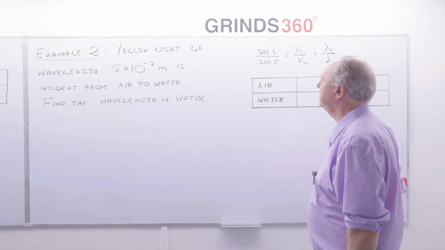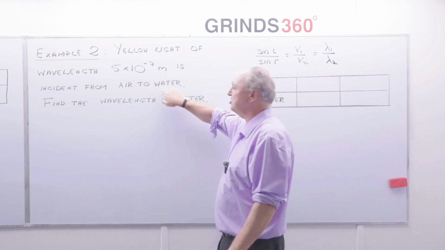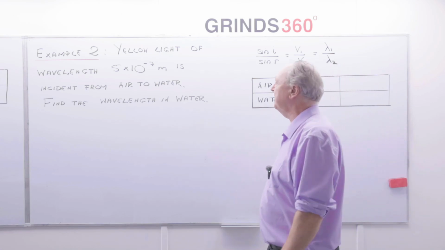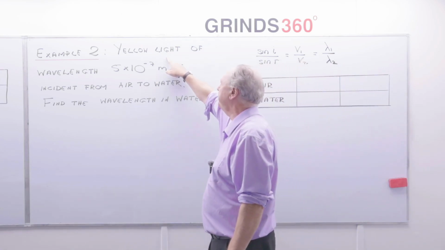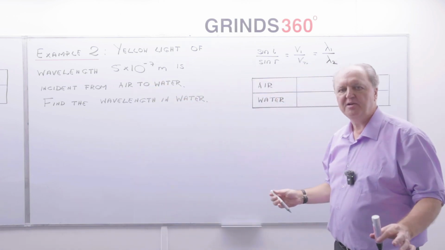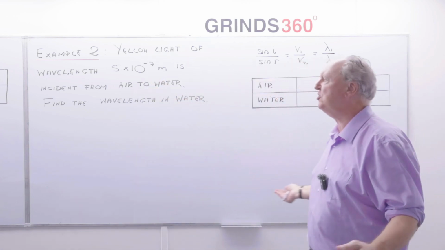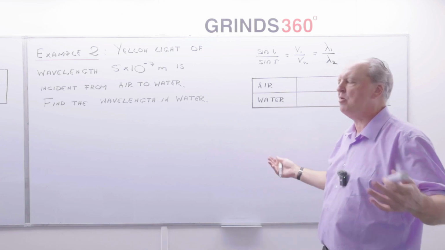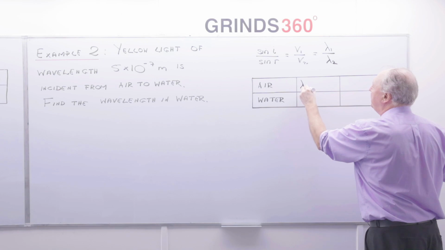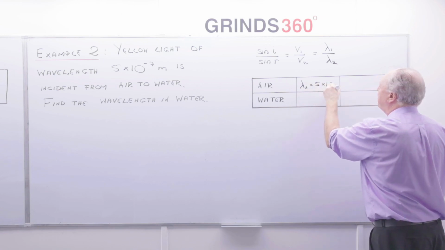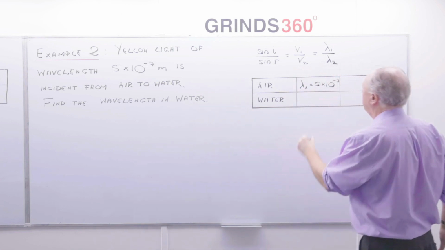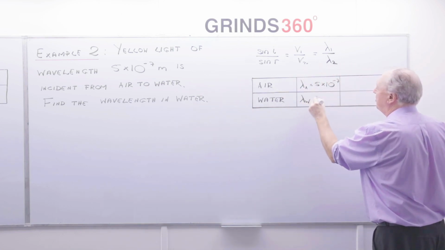So, it's incident from air to water. So, air goes first, water goes second. What do they give me? They give me the wavelength of yellow light in air. They don't say it's in air, but you've got to assume that. When they give you the wavelength of yellow light, they mean in a vacuum or air. So we'll call that in air. We'll call that the wavelength lambda in air is 5 by 10 to the power of minus 7. They're asking me to find the wavelength in water. They're asking me to find lambda W.